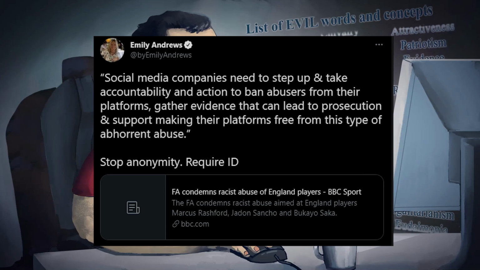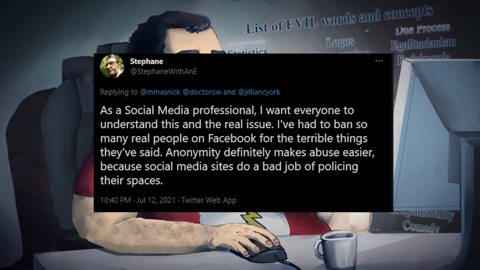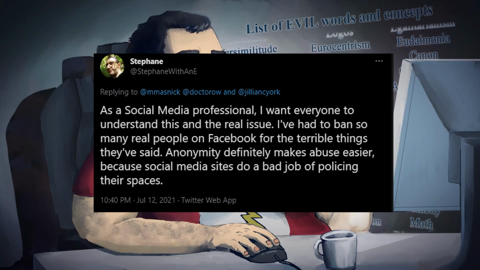"Social media companies need to step up and take accountability and action to ban abusers from their platforms, gather evidence that can lead to prosecution, and support making their platforms free from this type of abuse. Stop anonymity and require ID." Everyone saying this has a checkmark beside their names, obviously. None of them are anonymous, so they want none of us to be anonymous too. "As a social media professional..." Yeah, you look like one, dude.